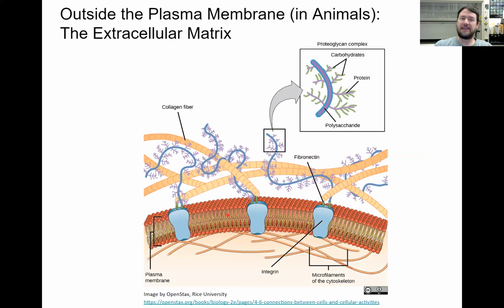All right. So what is there outside the plasma membrane? In animal cells, there would be the extracellular matrix. So that is a network of collagen fibers, collagen being a protein, fibronectin, which is kind of this little connector protein that connects to the integral proteins. And then there is a mixture of carbohydrates and proteins called proteoglycan, which makes it kind of sticky.